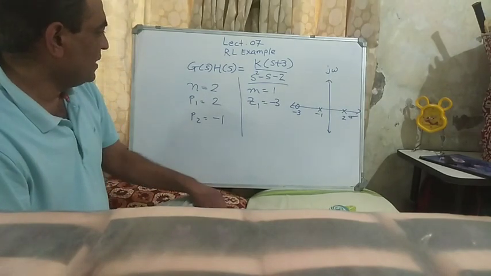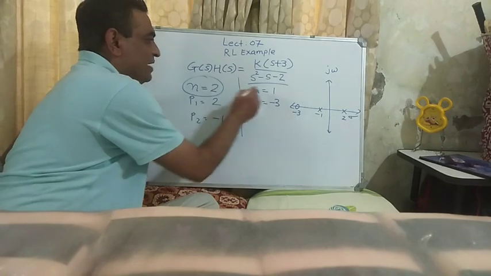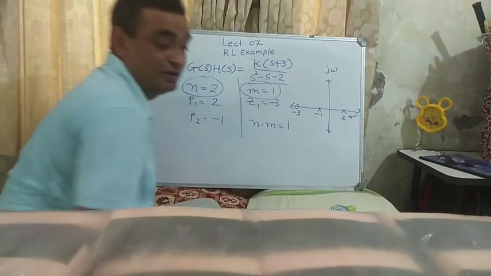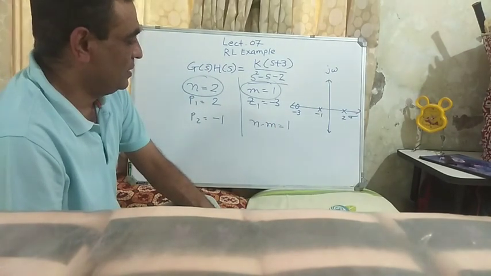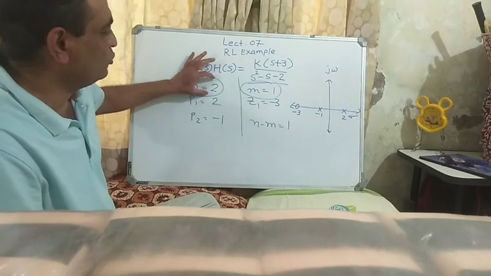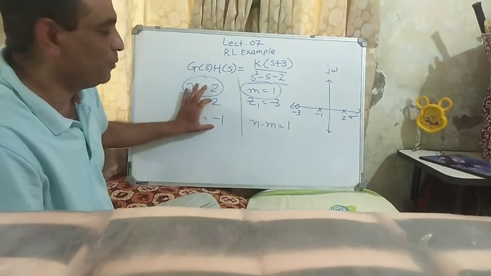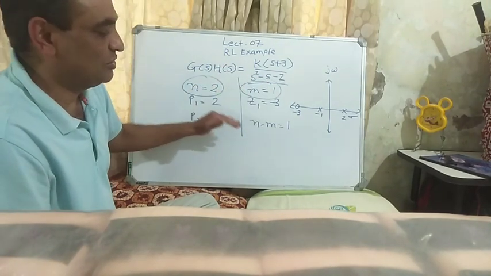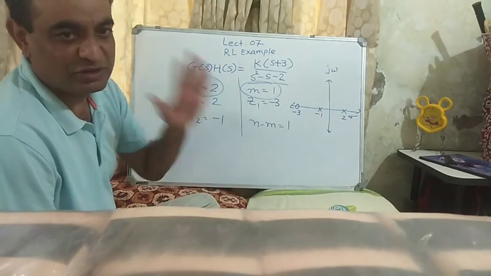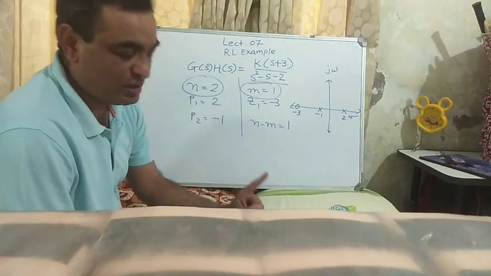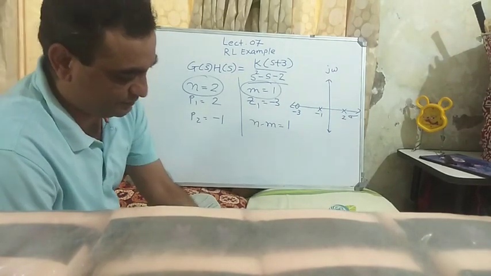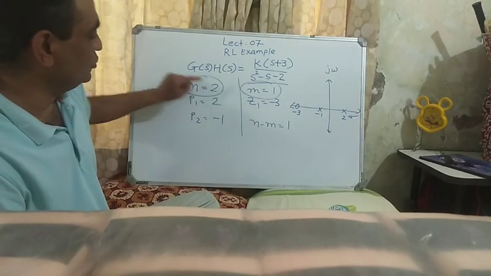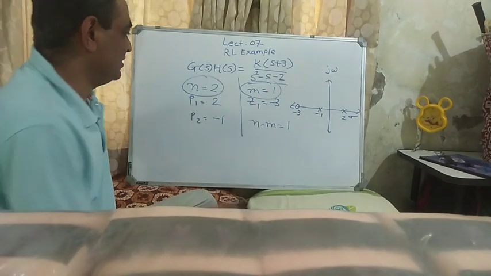Now, since n is equal to 2 and m is equal to 1, n minus m is equal to 1, so there is one asymptote. It means that out of these two branches, which are originating from these two poles, one branch will terminate at z1 equal to minus 3, and the other branch will move towards infinity along the direction of the asymptote. So there is only one asymptote. Let us find the angle of asymptotes. Please remember the pole P1 is at 2, P2 at minus 1 and z1 at minus 3.